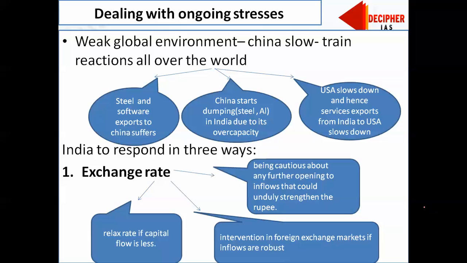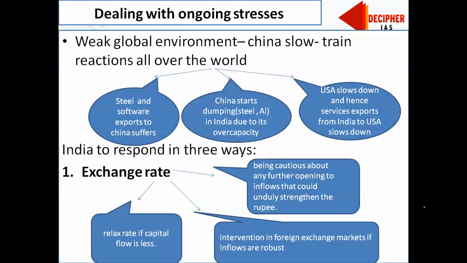So there is only one way forward. In return for similar actions by its trading partners, India, China and similar countries must be opening their markets. That I already told you. Now India needs to respond to the weak global environment in three ways.